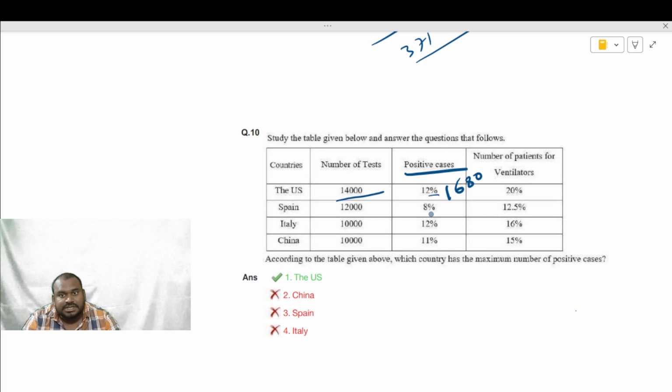8% means maximum he is asking. So 8%, 10% is 1200. So 8% means less than 1200. So you don't need to calculate it.